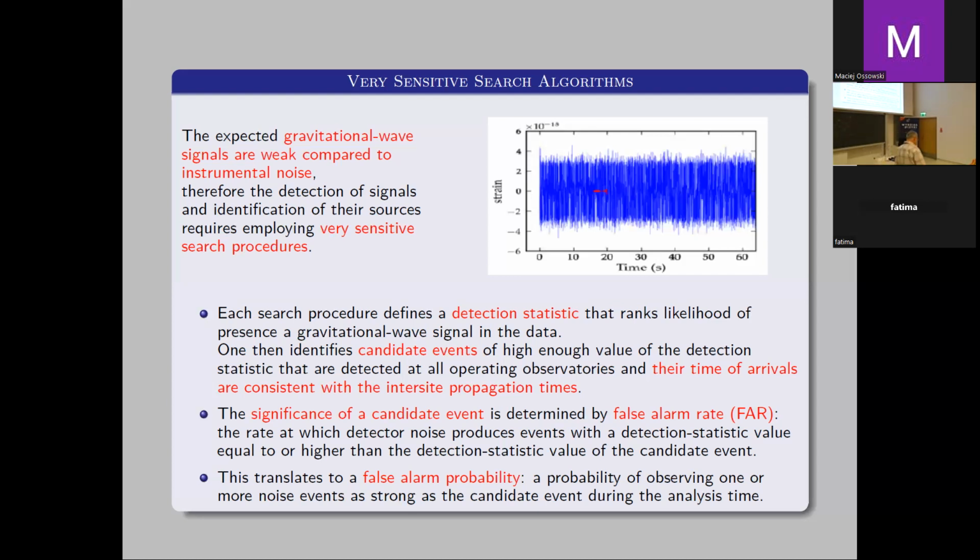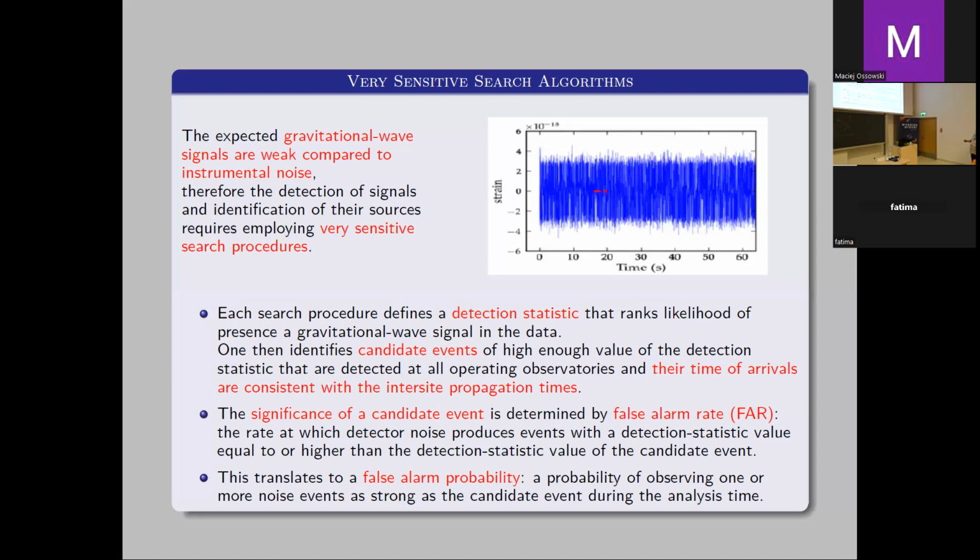So we need help from the statistical theory of detection of signals in noise. This is a well-developed theory. And the story is as follows, that each search procedure, each pipeline, defines a quantity which we call a detection statistic. And this quantity ranks the likelihood that a gravitational wave signal is present in the data.